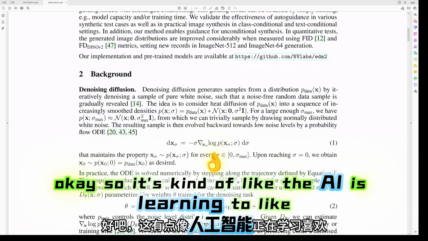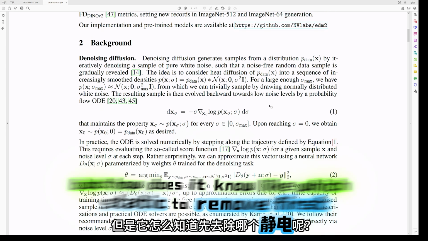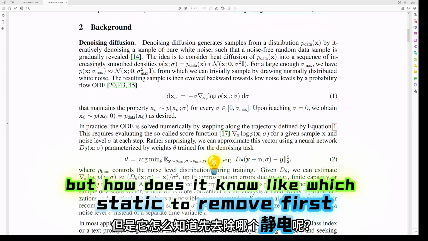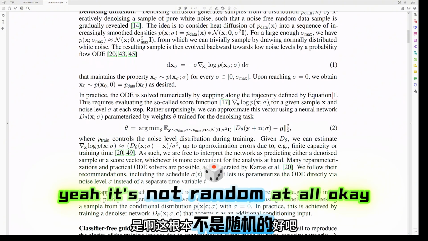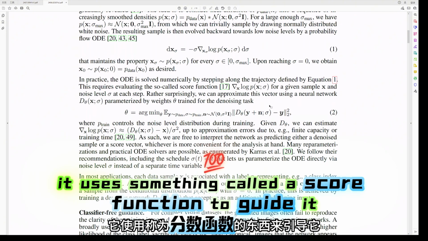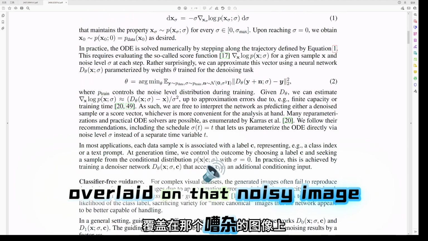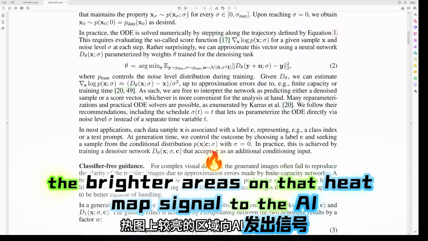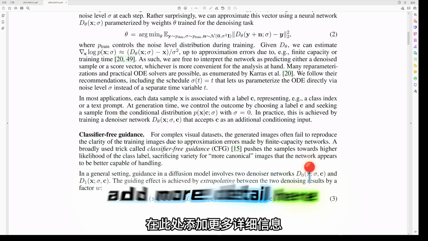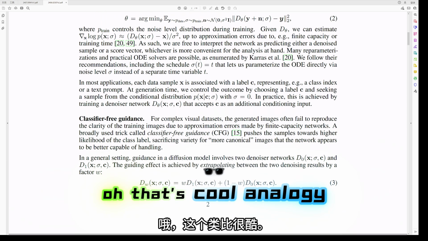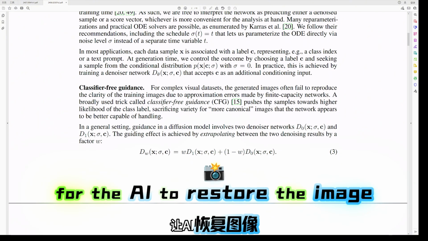Okay, so it's kind of like the AI is learning to unstatic a picture. Yeah, exactly. But how does it know which static to remove first, or in what order to remove the static? It's not random at all. It uses something called a score function to guide it. Think of that like a heat map overlaid on that noisy image. The brighter areas on that heat map signal to the AI: add more detail here as it's going from noise back to the image. Oh, that's a cool analogy. So the score function is kind of like a roadmap for the AI to restore the image. Exactly.